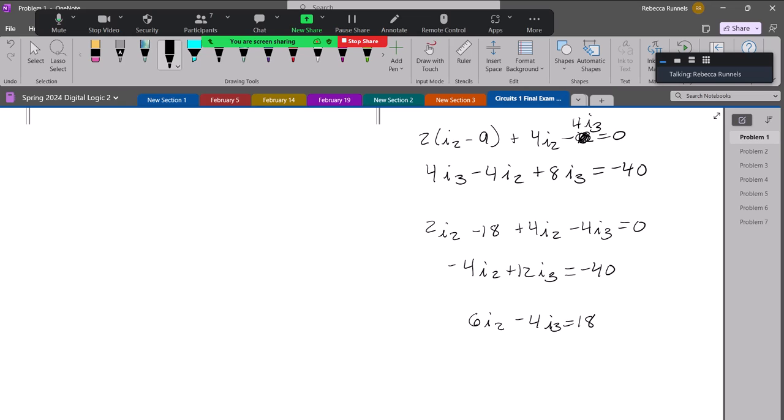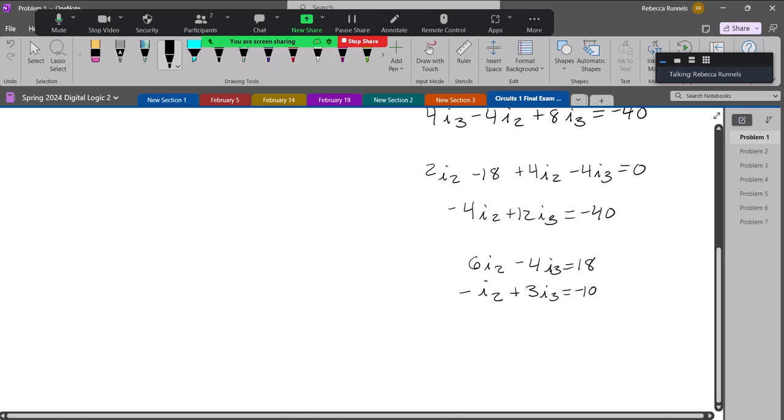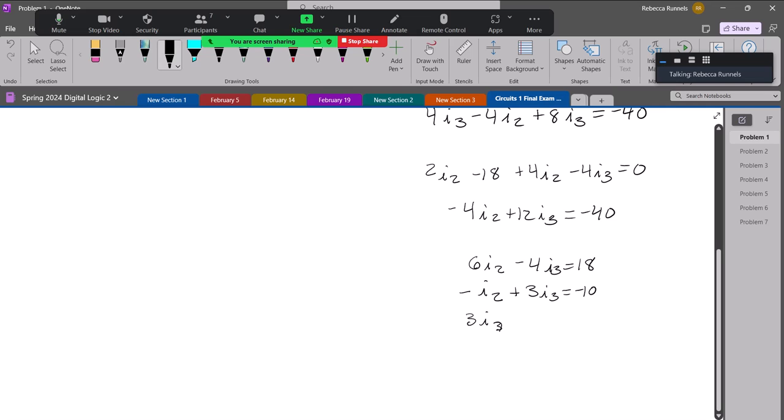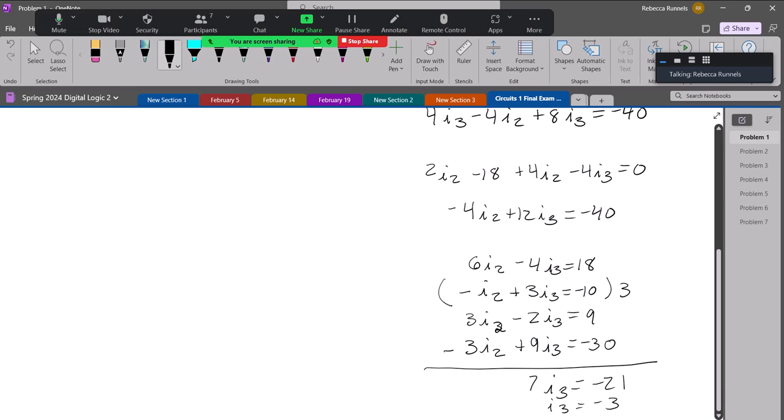On the bottom equation, just to make solving easier, I'm going to divide everything by 4. So minus I2 plus I3 equals negative 10. So now I'm just doing algebra. The top equation, I'll divide everything through by 2, just to make those numbers smaller. 3I2 minus 2I3 equals 9. And then I'll multiply the bottom equation through by 3. I get minus 3I2 plus 3I3 equals negative 30. And that gives me 7I3 equals negative 21, or I3 equals negative 3 amps.